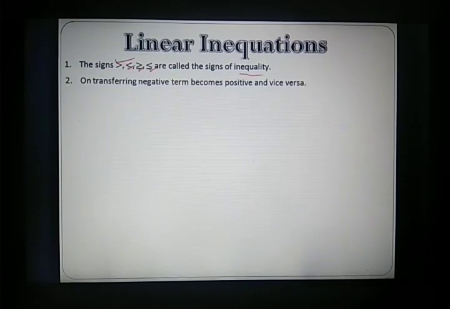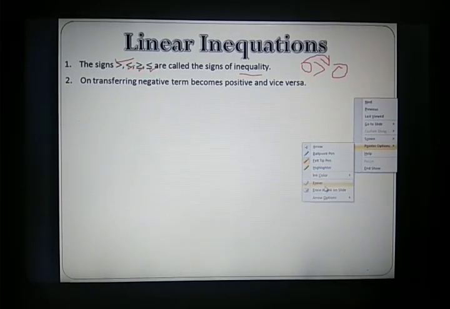Now a few algebra rules we need to understand about linear inequations. On transferring a term, if there's an inequality sign and I want to transfer some term from here to there, then there will be a change in sign. That's what the second point is saying. So the negative term, when it goes there, becomes positive and vice versa.